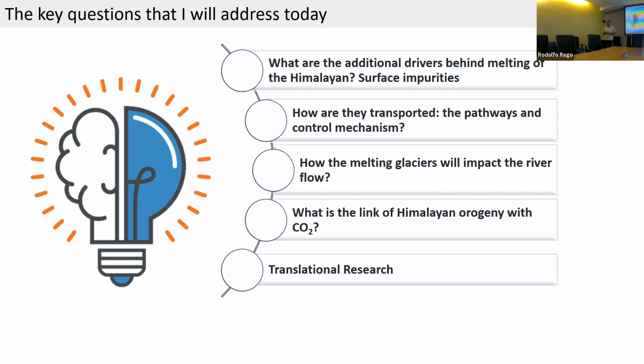Then there is a very new niche area that we have started. We are trying to connect the role of the Himalayan orogeny to the deep CO2 cycle, the geological CO2 cycle, which we will talk about. And then my lab is doing a lot of translational research using geochemical principles. We are developing products and technology so that it can be used, and these are all related to the water sector. So this is kind of offbeat.